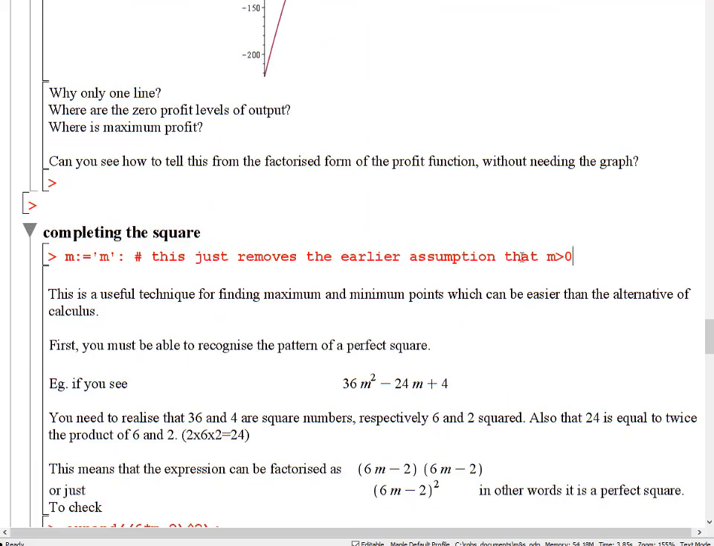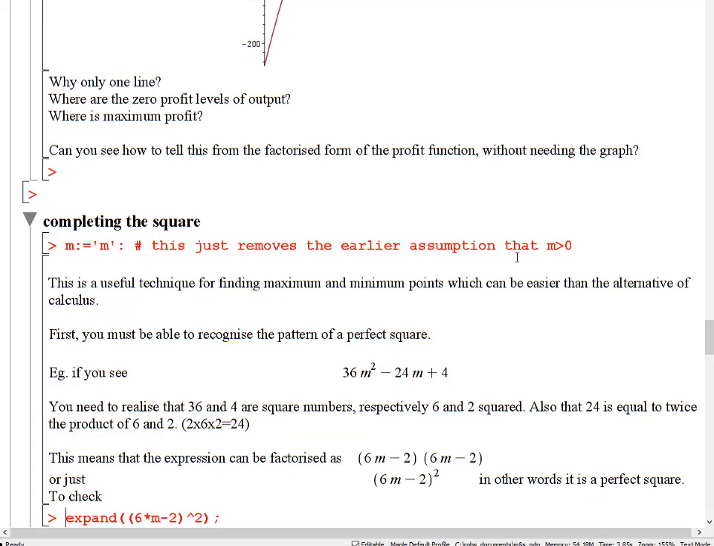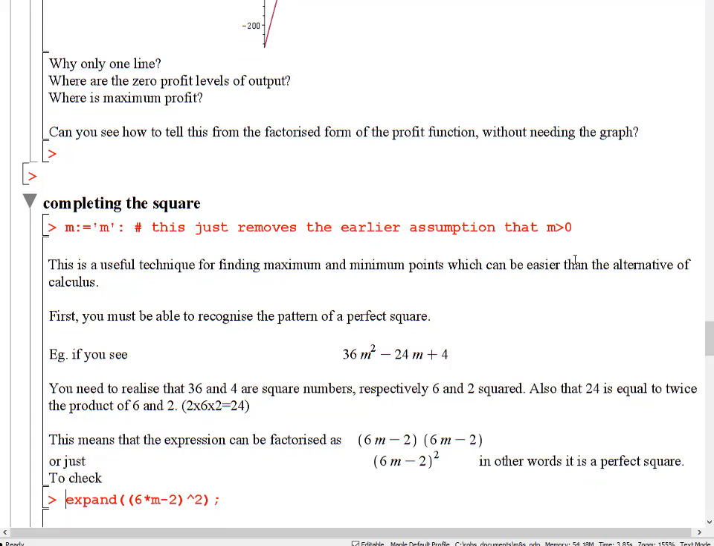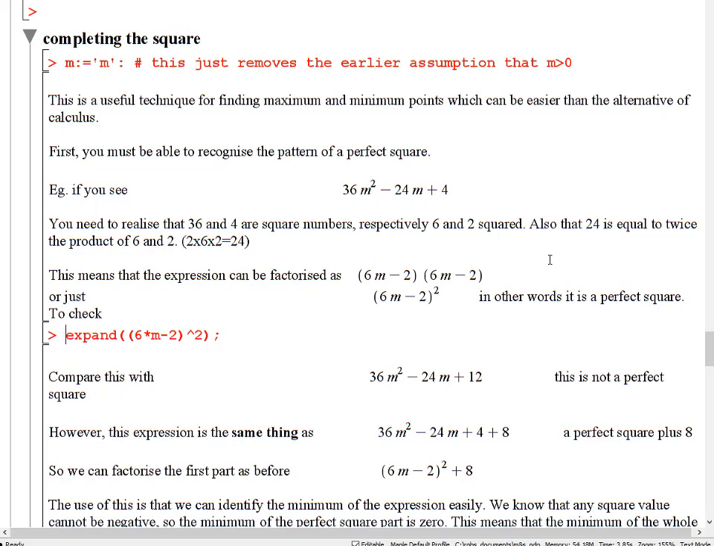I'm just going to do this. This just removes an earlier assumption that m is greater than 0. This is a really useful technique for finding maximum and minimum points, which can sometimes be quicker and easier than doing calculus. But it depends on recognising a pattern for a perfect square.